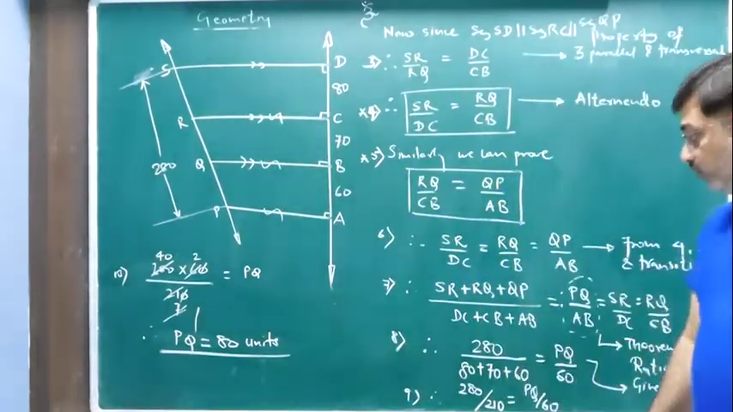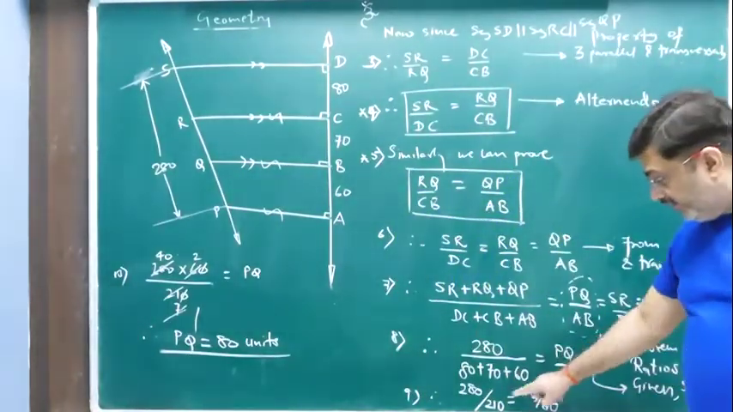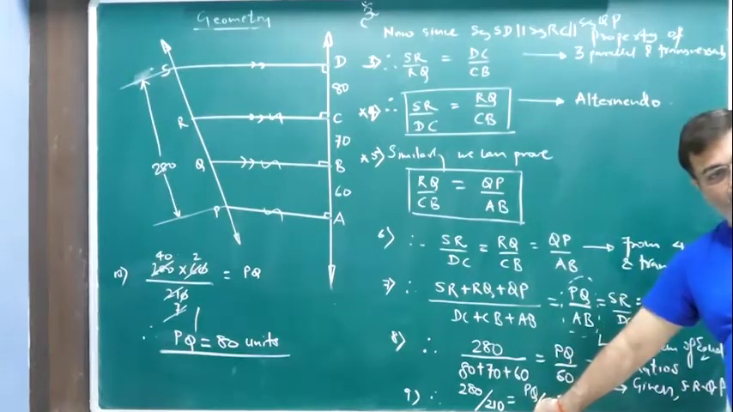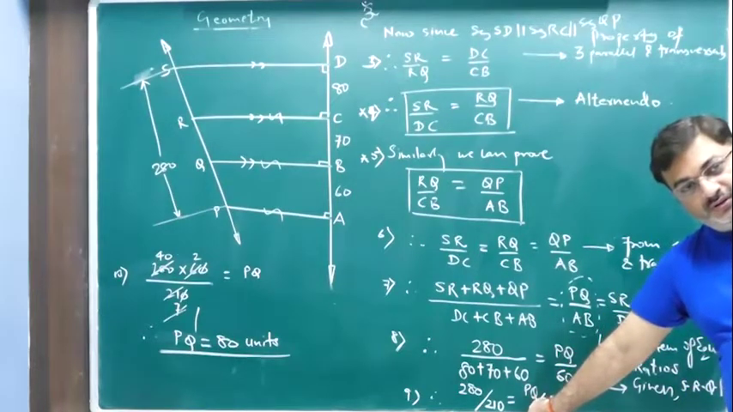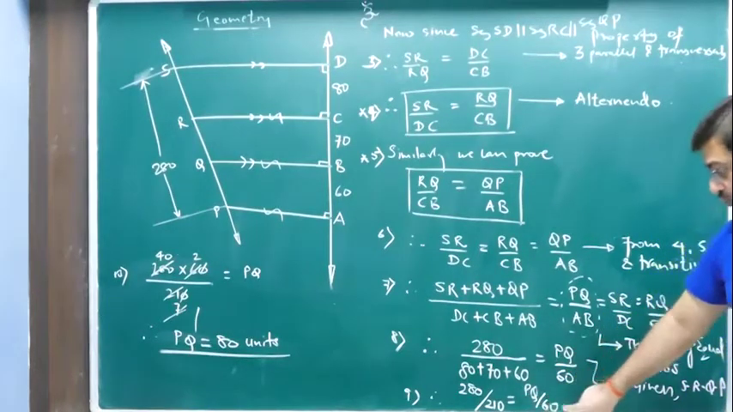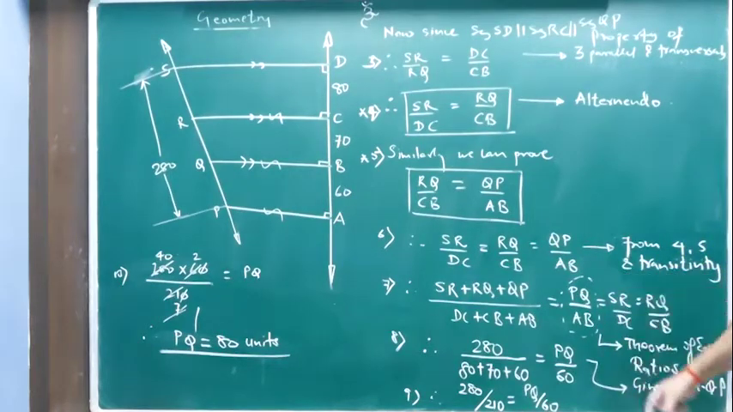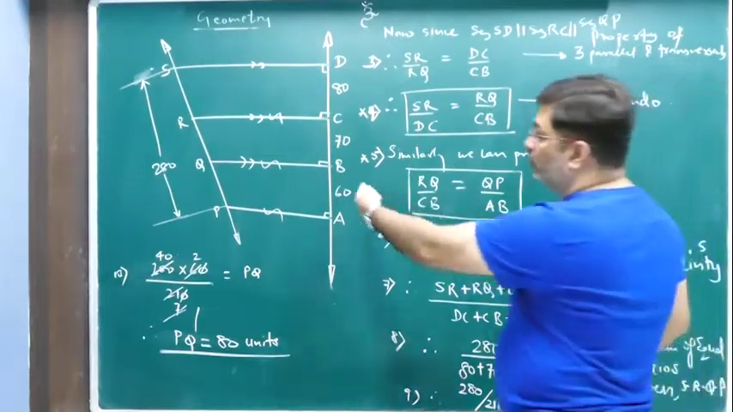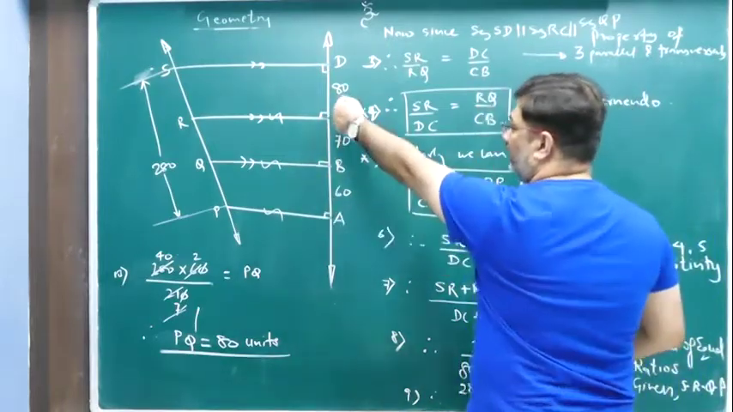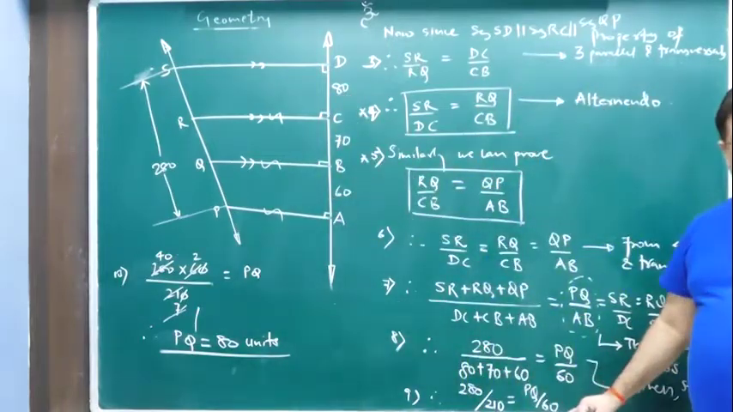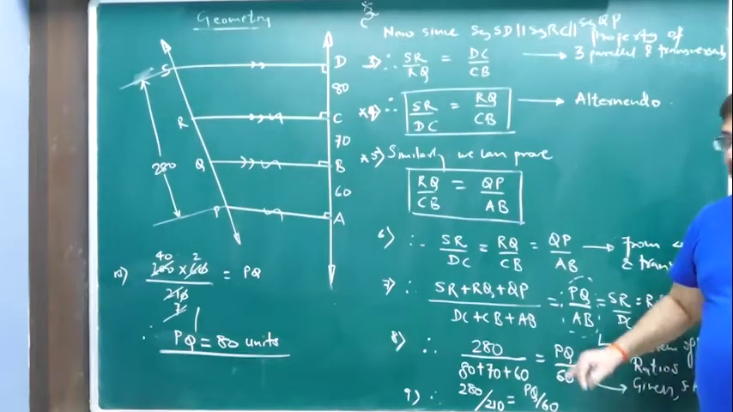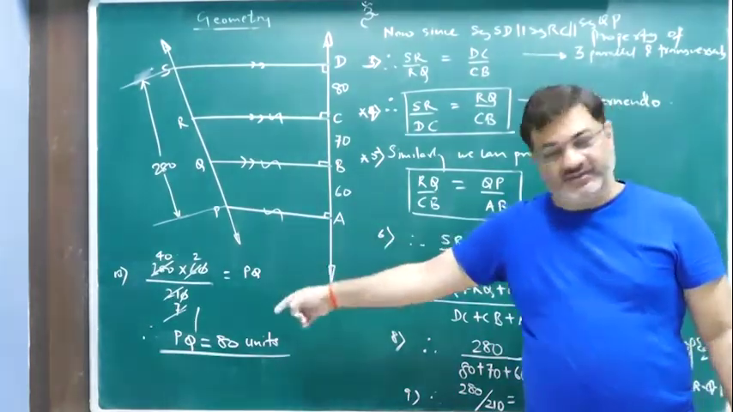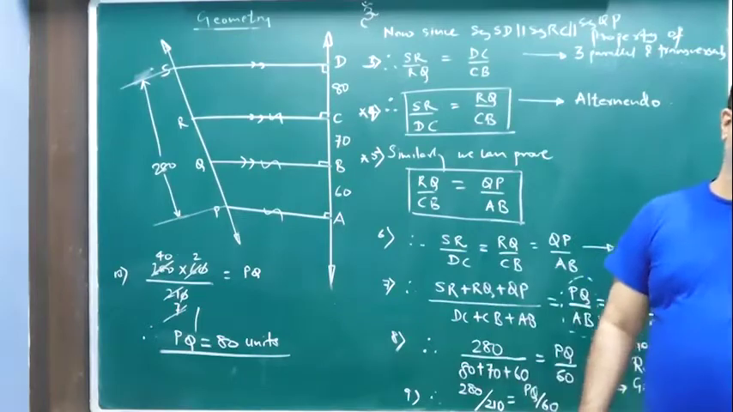Now to find out others, what will you do? You will say same 280 upon 210. See, you will start from here. 280 upon 210 equals to, this time take another ratio, SR upon DC. So SR we don't know. DC we know. Where is DC? 80. So DC we know 80. So SR upon 80. Cross multiply. Cancel whatever cancels. You will get SR.